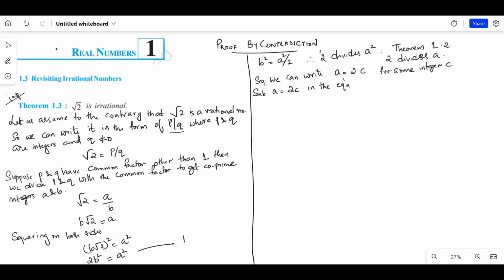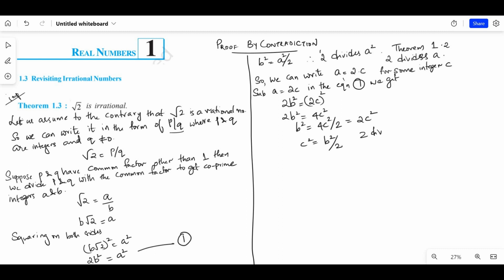Let's call this equation 1. In equation 1, we get 2b square is equal to 2c the whole square. So we get 2b square is equal to 4c square. B square is equal to 4c square divided by 2, which is equal to 2c square. So c square is equal to b square divided by 2. That is, we are taking 2 to the other side. So 2 was numerator here. When it is taken to the other side, it becomes denominator. So we can say 2 divides b square.